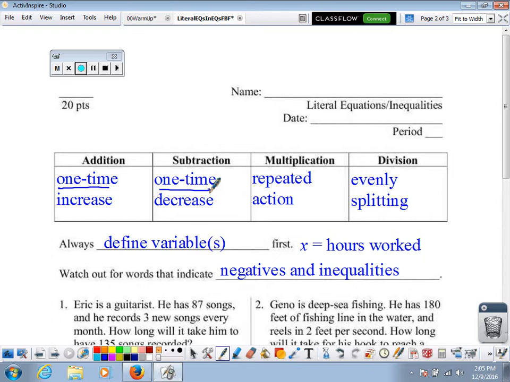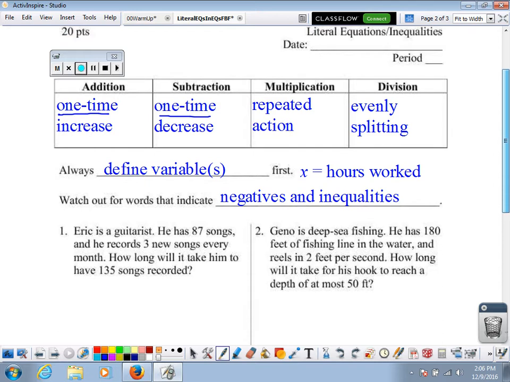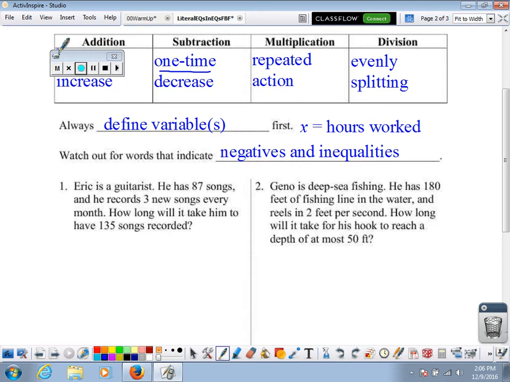Now we know that with story problems, we read through 3 times. And the first time we read through, the only thing that we care about is defining that variable. Now I do not mean tell me what the solution is. Don't tell me x equals 7. I want to know what x represents in the story. Okay, so something like x equals hours worked or y equals money earned.